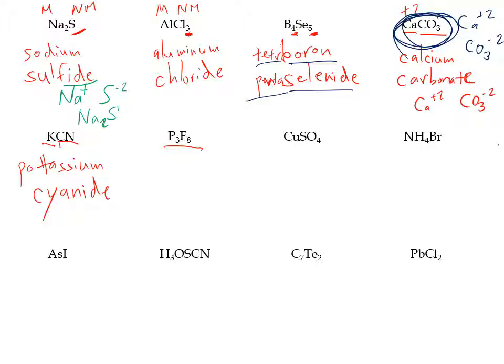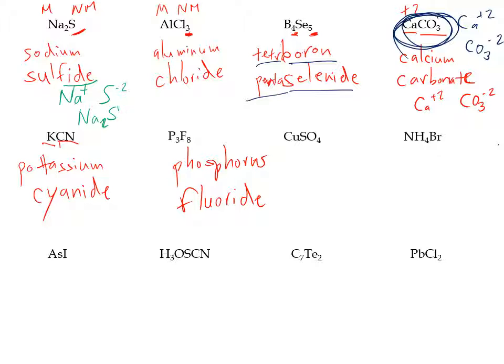P3F8. 2 elements, so it's either metal, nonmetal, or nonmetal, nonmetal. I look at my periodic table and see that they're both nonmetals, so I'm just going to use some prefixes. So I'm just going to write phosphorus, and I'm going to write fluorine. Remember, the second nonmetal gets the ending of its name changed. So I'm going to erase the ending and make it fluoride.